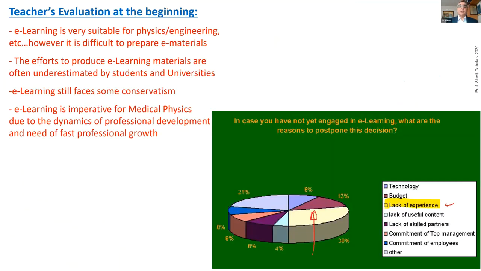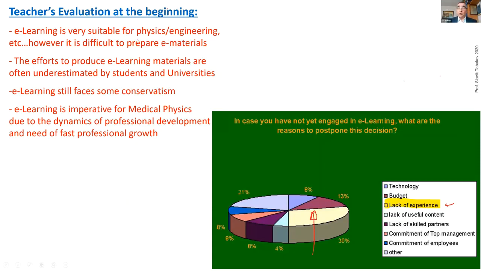2003. The teacher's evaluation is very important. And you could see here on this diagram how people are saying why they are postponing the decision to use e-learning. There are different reasons. For some, the technology is not sufficient. For others, there is no budget. But the biggest percentage of all is related to lack of experience. And we had to address exactly this, how to encourage the people to do their e-learning courses.